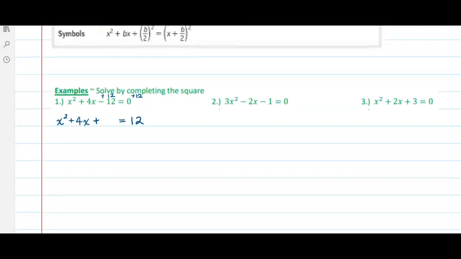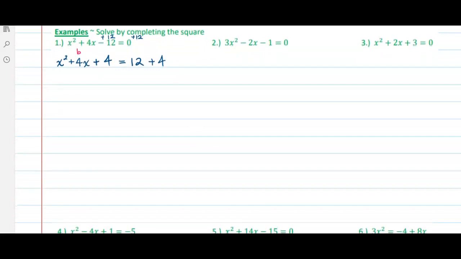So in this problem, b is 4. If I take half of 4, I'll have 2. 2 squared is 4. But I can't just add 4 to the left because it's convenient. If I do that, I have to add 4 to the right as well. And now we can factor the left side. This becomes x plus 2, the quantity squared. The square root of x squared, the square root of 4. Multiply them and double it, you should get your middle term. If you don't, you've done something wrong. And on the right, we have 16.